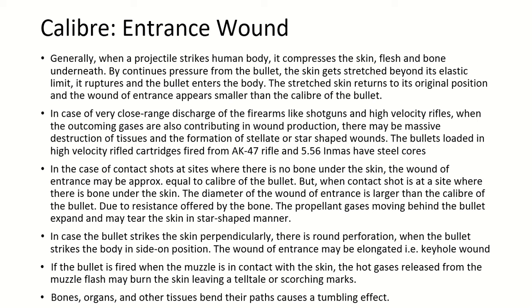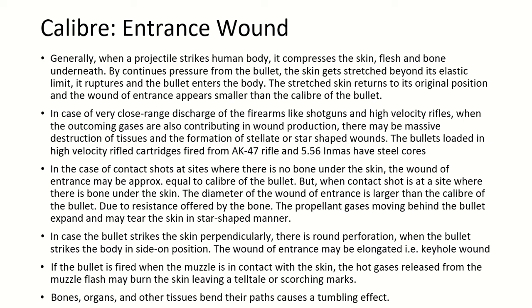But when a contact shot is at a site where there is bone under the skin, the diameter of the wound is larger than the caliber of the bullet because of the resistance offered by the bone. And the star shape of the wound is due to the tearing of the skin because of the presence of propellant gases.